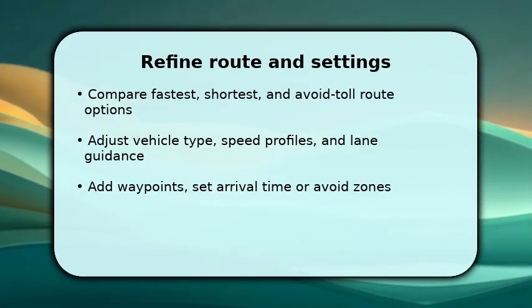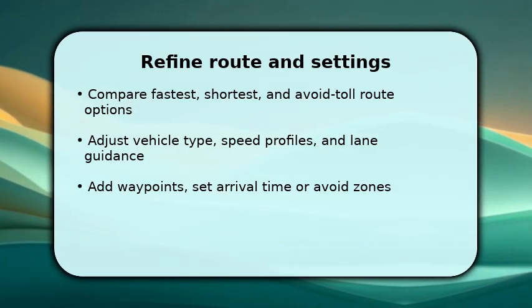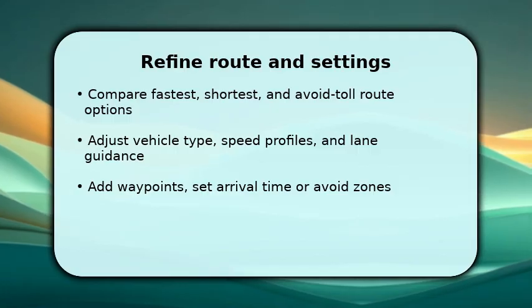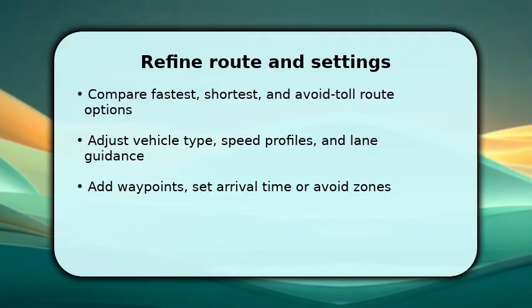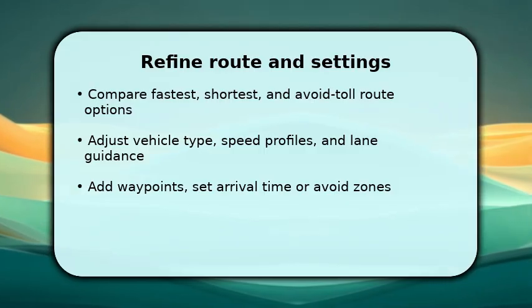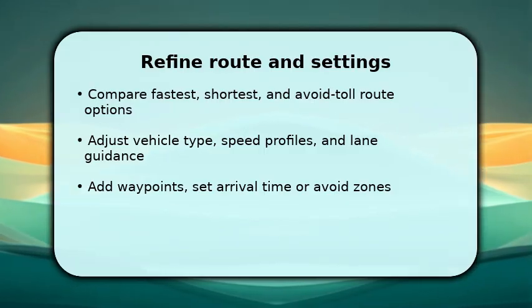Turn on lane guidance and junction views to simplify complex exits. Add waypoints for stops or set a planned arrival time for ETA accuracy. Make sure avoid zones are configured to bypass restricted areas. These choices shape turn-by-turn behavior.